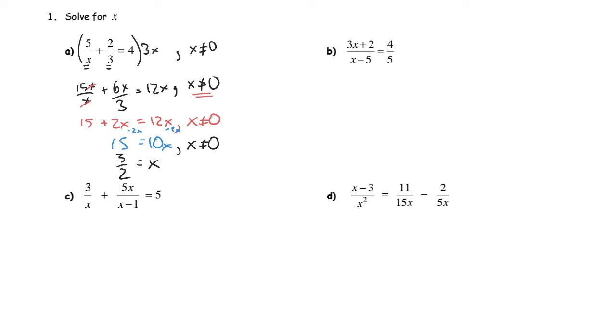And notice that 3 over 2 isn't 0. Okay, it's not equal to 0, so that's my answer. X is equal to 3/2.